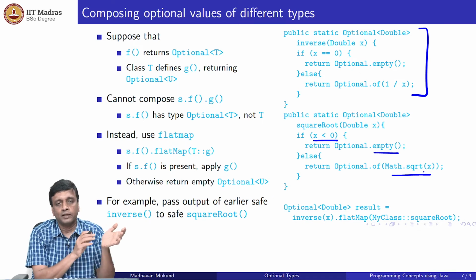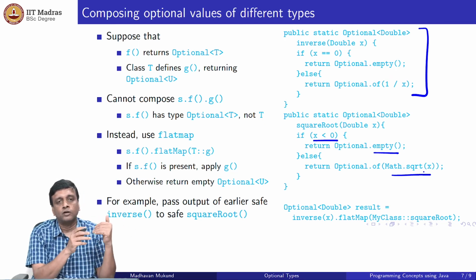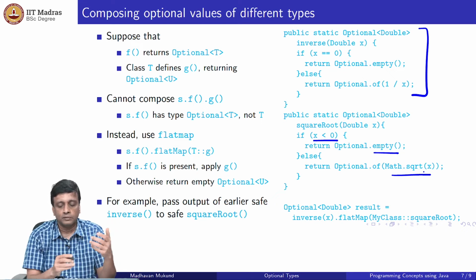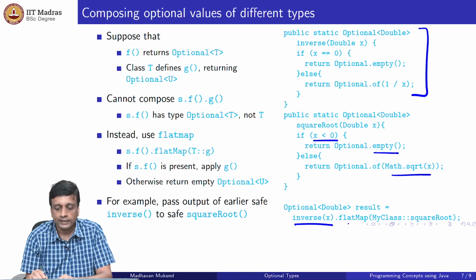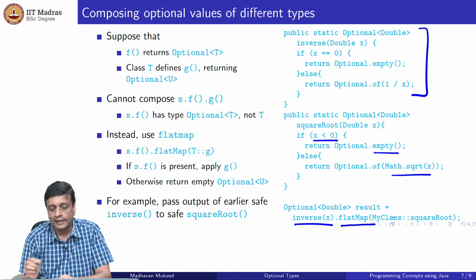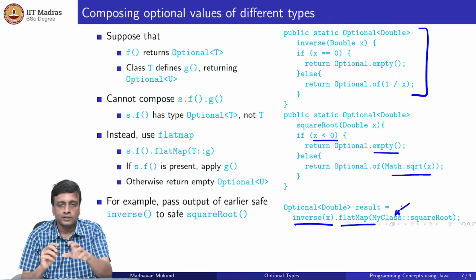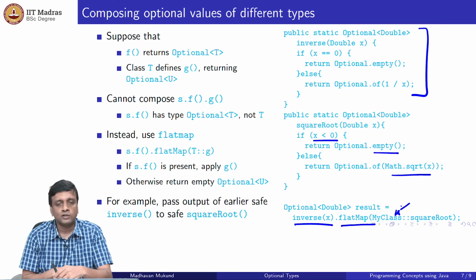Normally this should be allowed because the output of the safe inverse is going to be a double, and that double can be passed to square root. But because I cannot assume that the output of the inverse will be correct, it is going to be optional double. So instead I will say inverse of x, and I will compose it with not directly the square root but flatMap. I have to tell it where it is. I am just assuming that this whole thing is written in some new class which I have defined called my class. So I am looking for the square root function in my class.